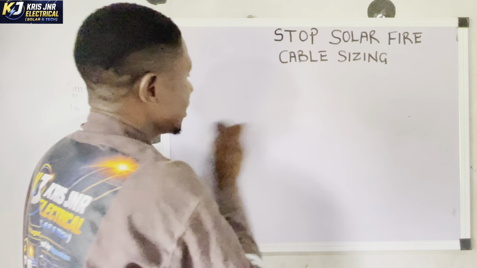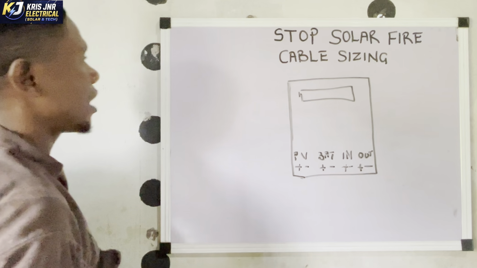Let's say we have an inverter here, and this is an inverter. Okay, then you have your PV plus and minus. This is how to connect an inverter. You have PV, this is the photovoltaic section. Then you have battery plus and minus. You have in, which is from the grid, in plus and minus, and you have out plus and minus. Okay, so let us draw our solar panel.